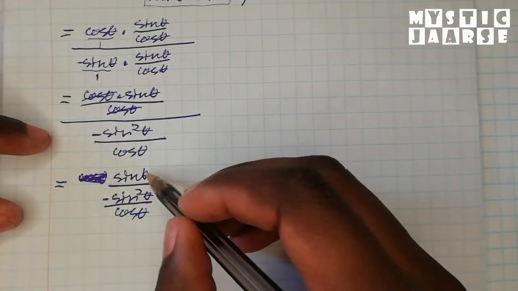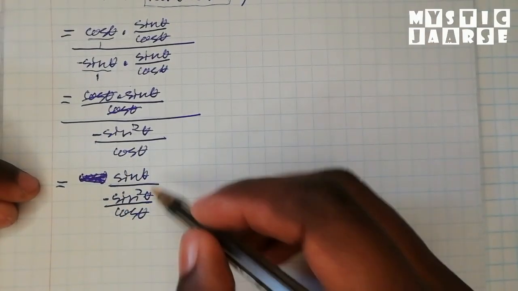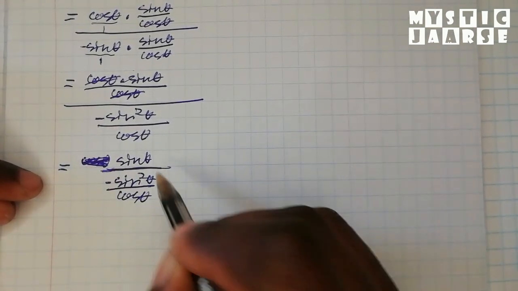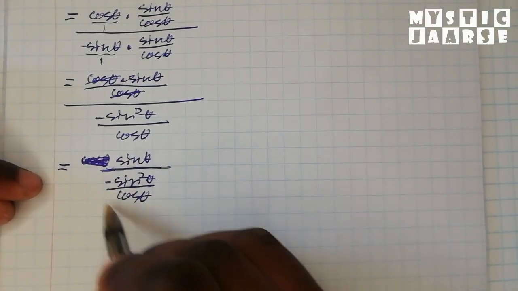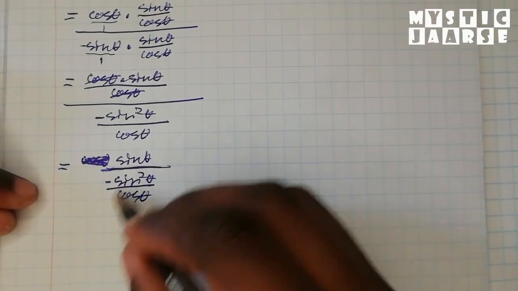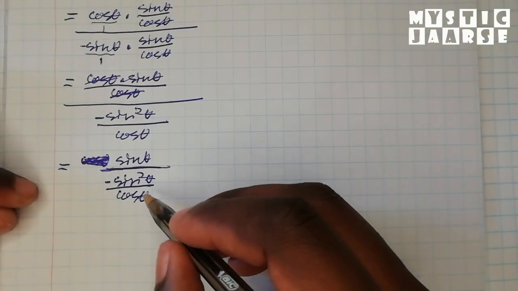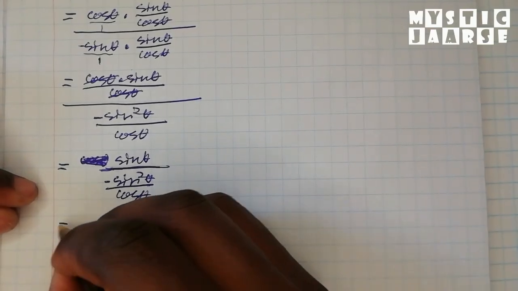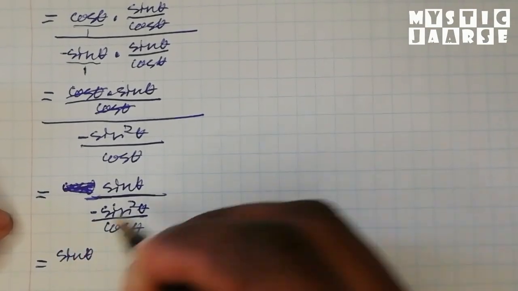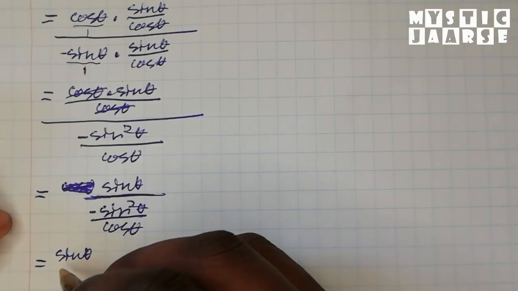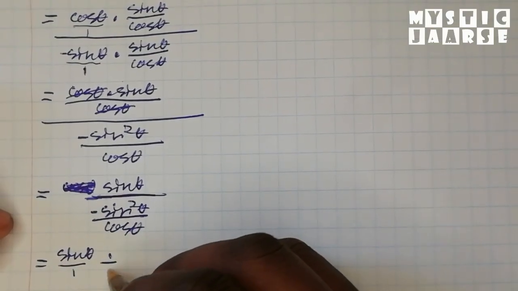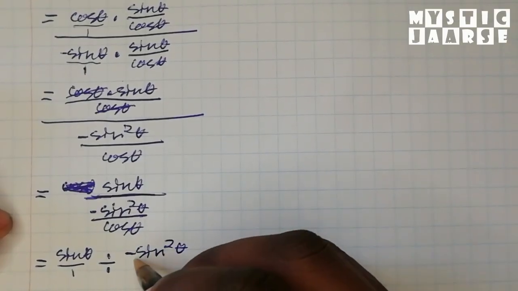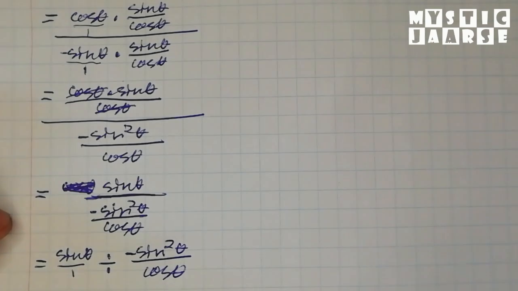Now this is a bit complex, so we need to simplify this. This is our division line, and this sine theta is divided by a fraction, right? So in order for us to not get confused, we need to use the division sign. So we will be having sine theta, and sine theta is actually divided by 1, right? Divided by our denominator, which is negative sine squared theta divided by cos theta.